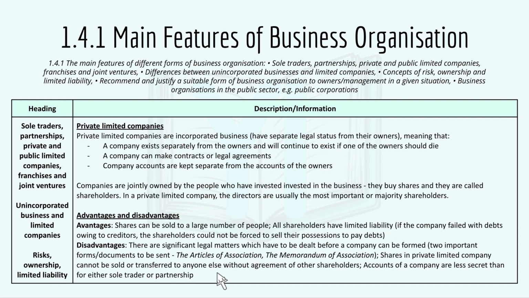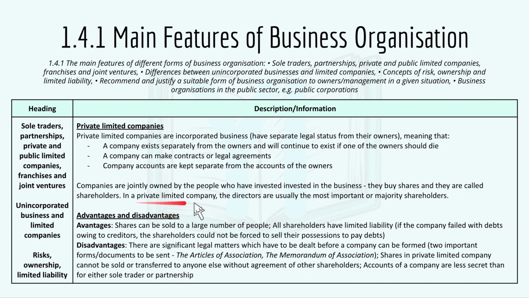Then we have private limited companies. A private limited company is an incorporated business, and they have separate legal status from the owners, meaning that the company exists separately from the owners, and they will still continue to exist if one of the owners should die. The company can make contracts or legal agreements, and the company accounts are kept separate from the accounts of the owners. The companies are jointly owned by the people who have invested in the business. They buy shares and they are called shareholders.